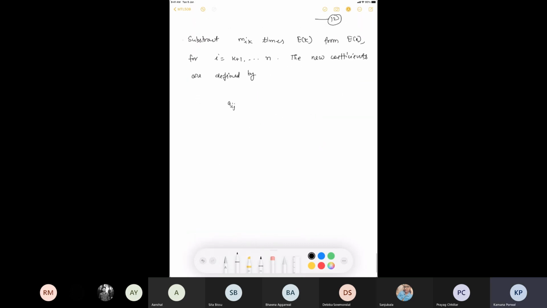So we are going to call them the next index, which is k plus 1. This is going to be a_ij^(k+1) = a_ij^(k) minus m_ik times a_kj^(k), and i and j are varying from k plus 1 to n. And b_i^(k+1) is going to be b_i^(k) minus m_ik times b_k^(k), where i is varying from k plus 1 up to n.